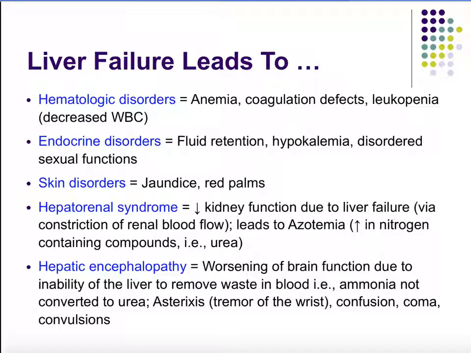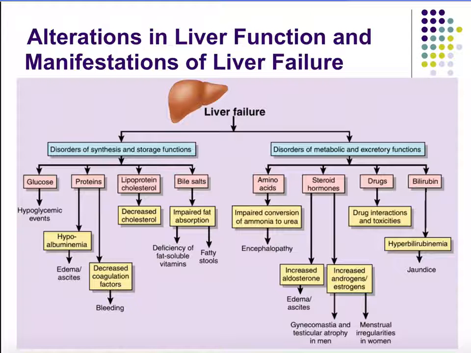For example, ammonia is not converted to urea, and then we can see things like tremors of the wrist, confusion, coma, and convulsions. So like I said, the liver does a lot, and so when the liver fails, all of its functions will be, or potentially can be, compromised. So this is a good summary slide.